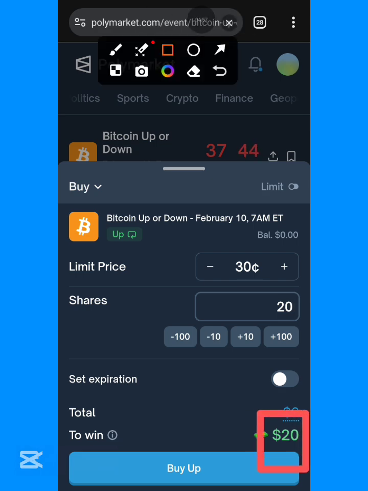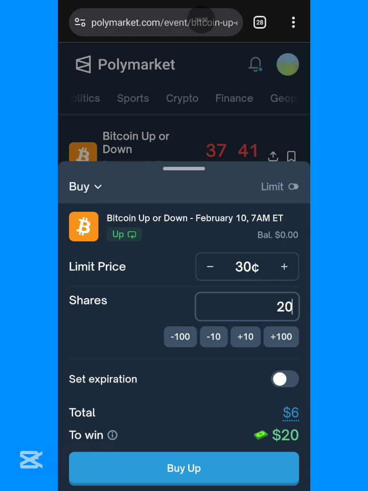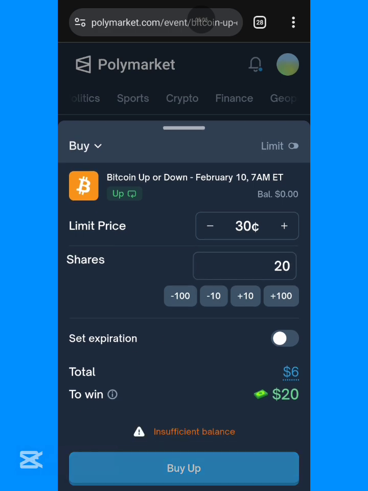That is the amount you are going to receive. So now, let's assume I have money there. Once I click buy share, like this, my order will be placed. There will be an open order for me. And whenever the price of up comes down to 30 cents, it's going to take $6 from my cash wallet to buy. So that is how to use limit order to buy.